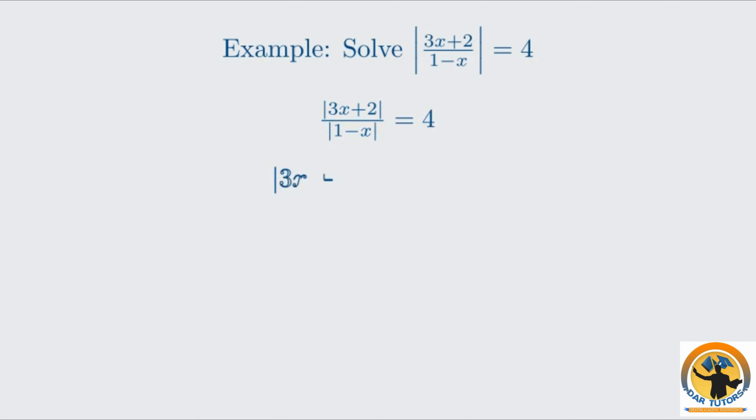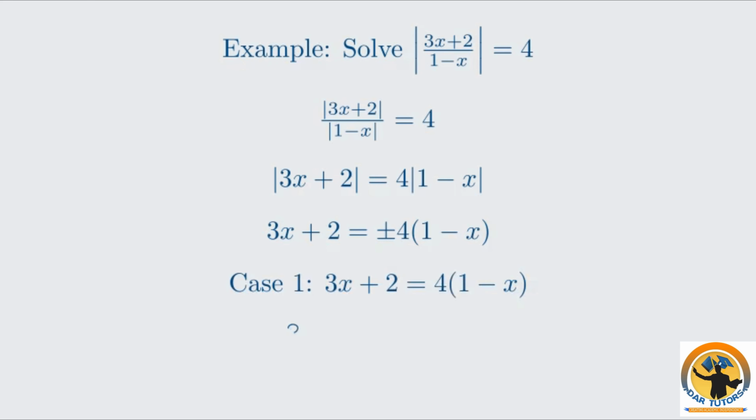We can then multiply both sides by the modulus of 1 minus x. Now we have an equation with moduli on both sides. A general rule for this is that if the modulus of a equals the modulus of b, then a equals plus or minus b. So 3x plus 2 must equal plus or minus 4 times the quantity 1 minus x. This gives us two cases.